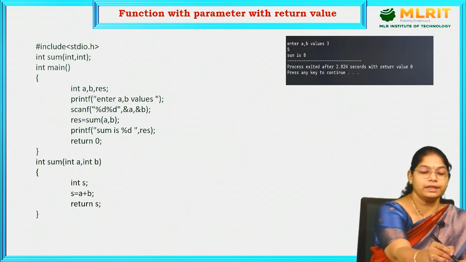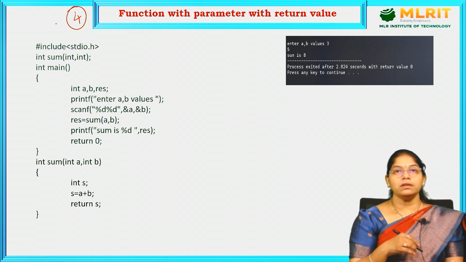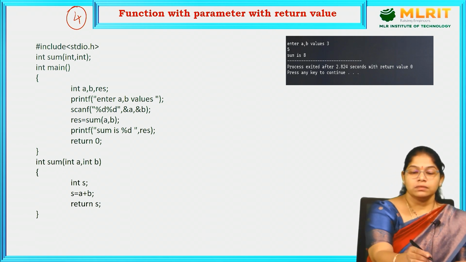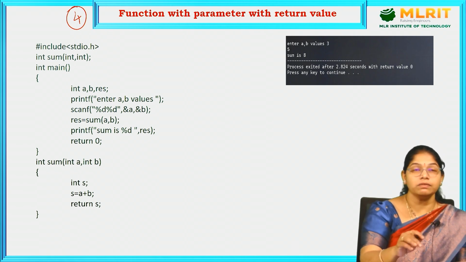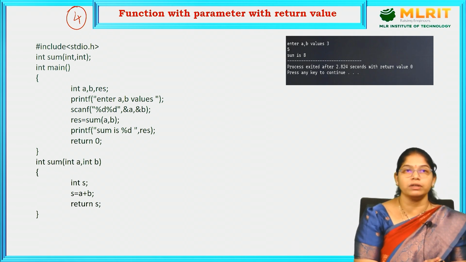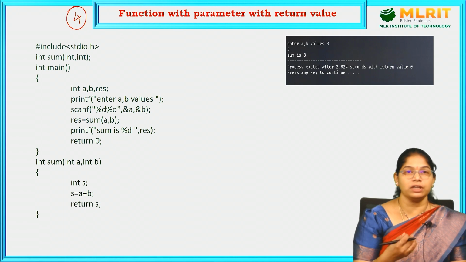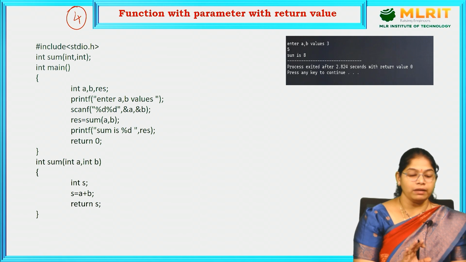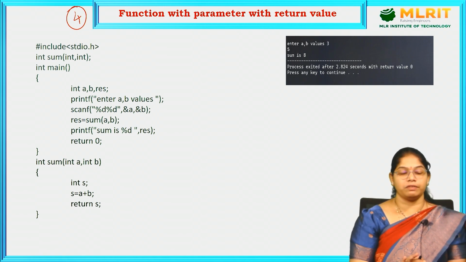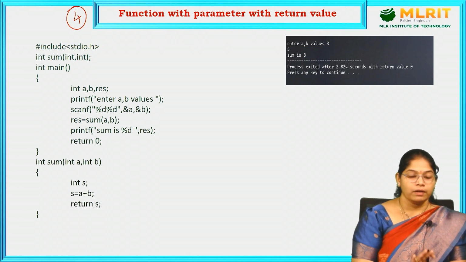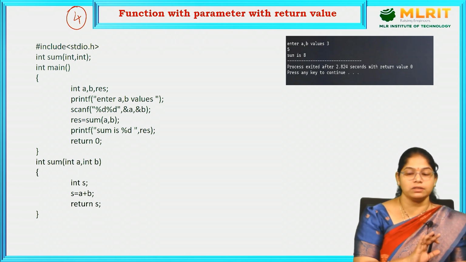Then the fourth category is function with parameter with return value. How to write a function? When a user creates his own function, it must have three parts: function declaration, function call and function definition. Function declaration generally is written before main, then function call inside the main, then function definition. When we call the function, the control immediately goes to the function definition. It executes that particular task and returns back to where it was called.